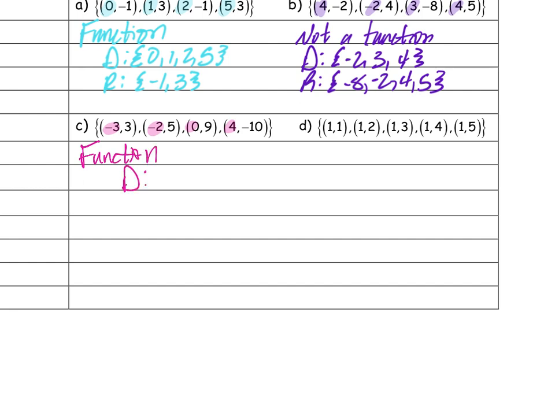My domain is -3, -2, 0, and 4. Because -3 is less than -2. Oh, -3 is less than -2. My range is -10, 3, 5, and 9.